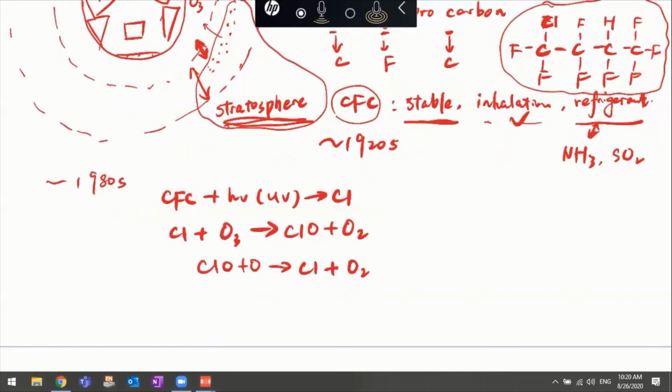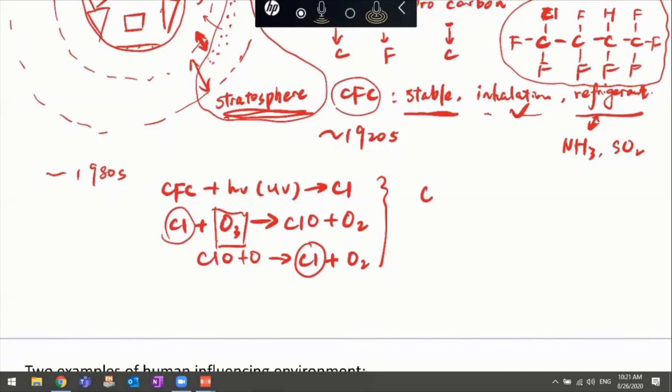So if we look at this set of equations, what happens is the chlorine radical is always regenerated. We're not consuming any of these species, right? But what's happening is we're causing a net reduction, a net destruction of this ozone molecule here, okay? So basically the ozone concentration will decrease, but the chlorine is still there.